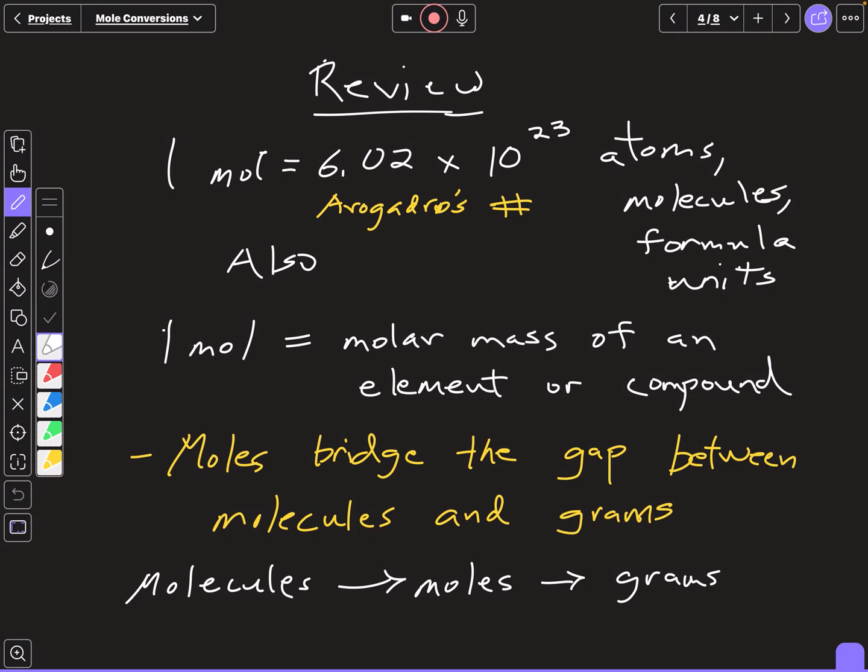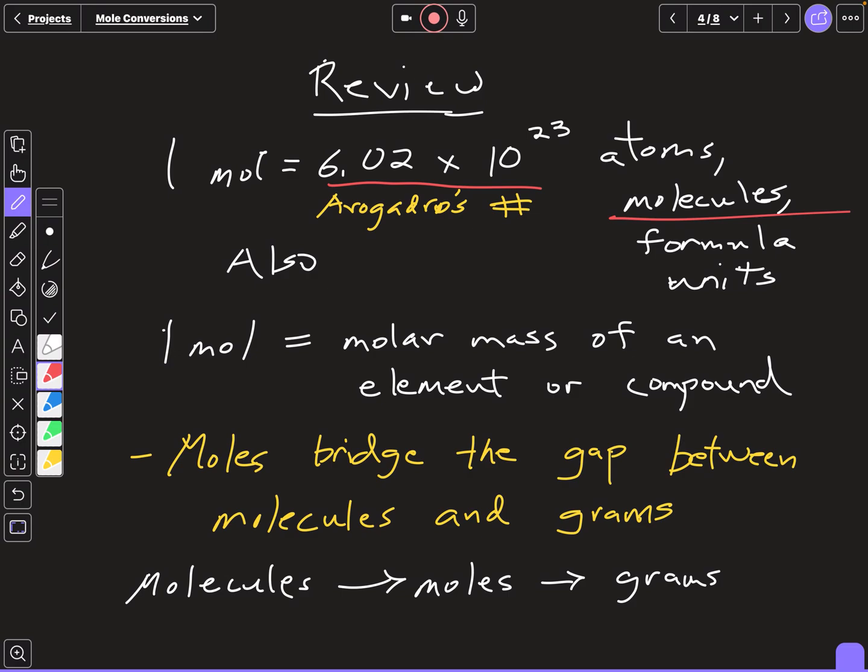So one way we define a mole is 1 mole is equal to 6.02 times 10 to the 23rd, and that could be atoms, molecules, or formula units. Atoms, if we're talking about an individual element. Molecules, if we're talking about a covalent compound with two or more nonmetals. And then we use formula units if we're talking about an ionic compound. But a lot of times we say atoms or molecules, it doesn't matter.